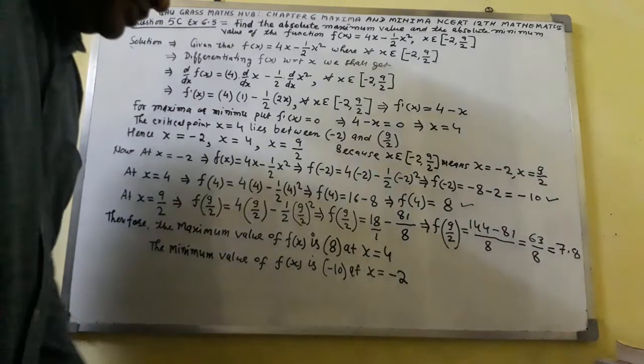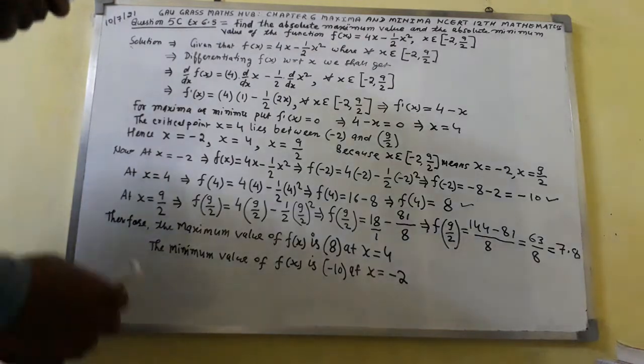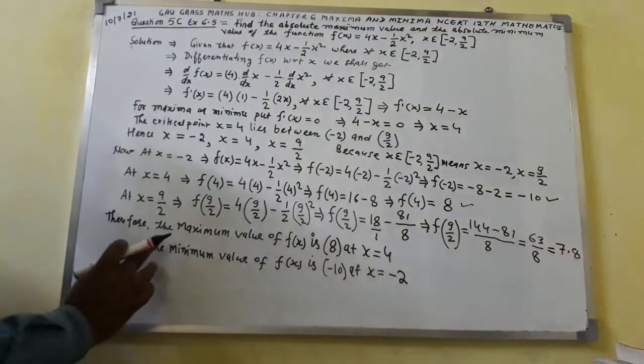Now I shall check the answer from the key point. Just wait for a while. Check whether the answer is correct from the key point. Here I have written the absolute maximum value is 8 at x equal to 4. The minimum value is minus 10 at x equal to minus 2. That is correct. But here one thing to read here is absolute value.